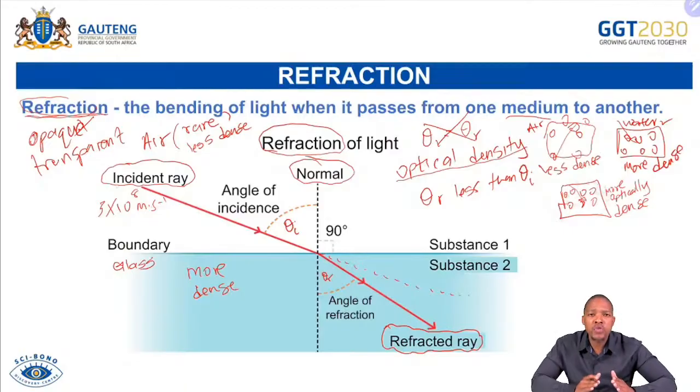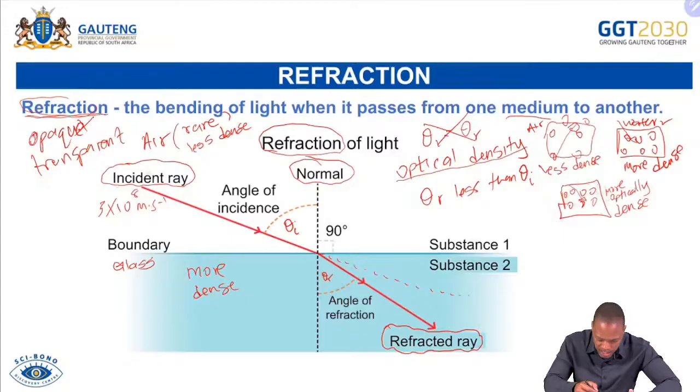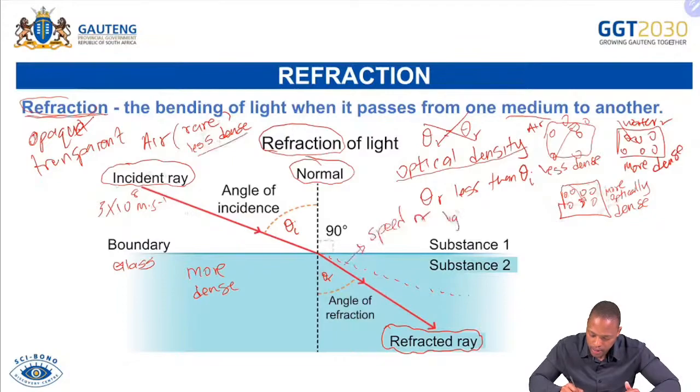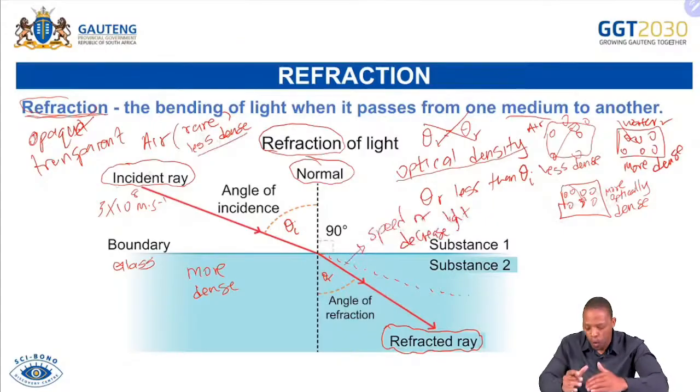The same thing happens with light here, grade 12. As light was moving in air, which was a rare medium or an optically less dense medium, it was moving with ease. Immediately it enters the other medium, which is glass, which is more dense, with more particles, the speed of light decreases. The speed of light here is going to decrease. This decrease in the speed of light is what causes this light to change direction. This is what causes this light to bend. It's the change in the speed of light, okay?